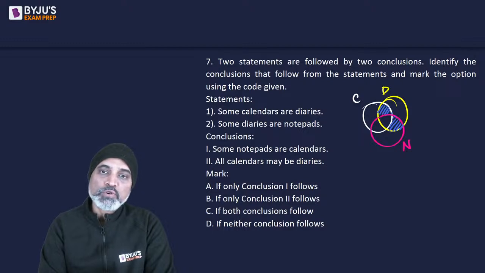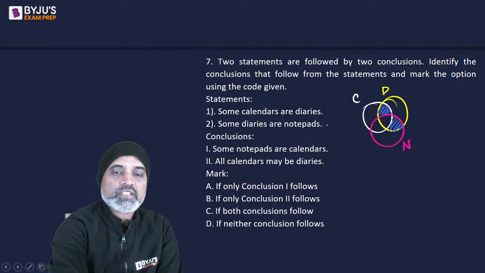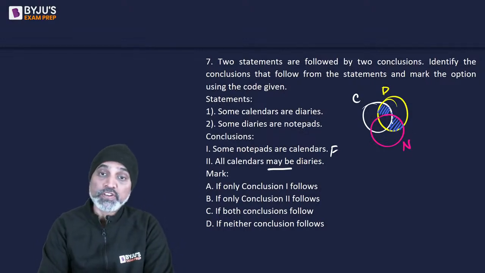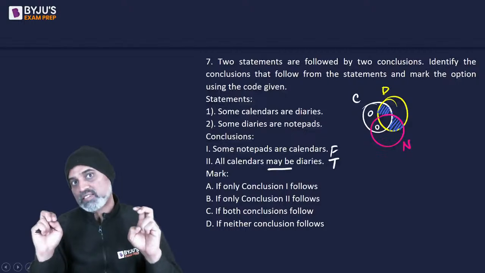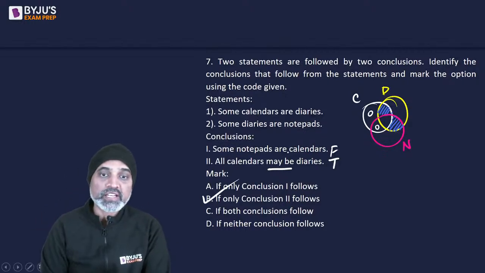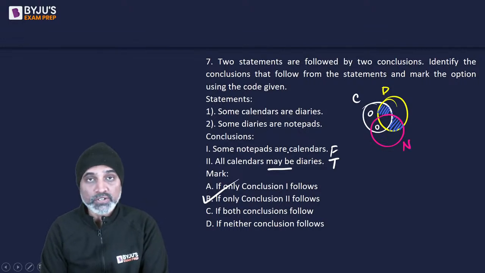Conclusion says some notepads are calendars. So this is like false. All calendars may be diaries. Yes, it's very much true if I consider this to be 0. This is very much true because 'may be' tells us that it's a possibility. So from here we can very much conclude that only the second follows, the first one not.